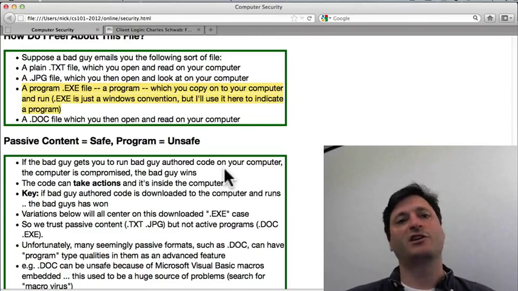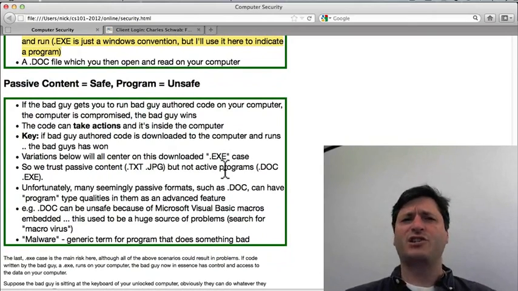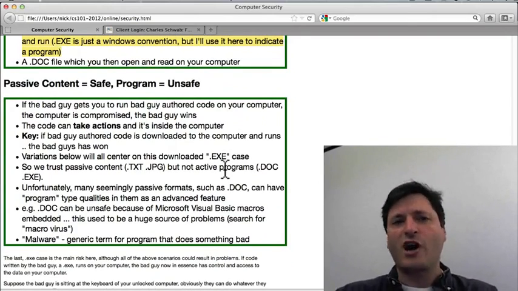They've gotten in the walls and they can do almost anything they want. The way to think about this is, suppose the bad guy was literally sitting in front of your computer, clicking on the hard drive and looking for stuff, whatever.